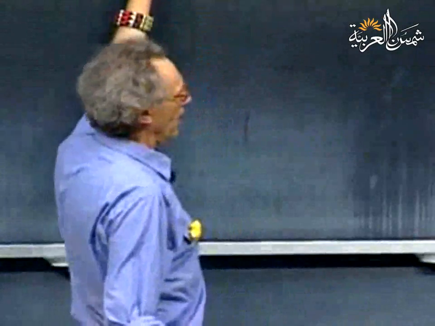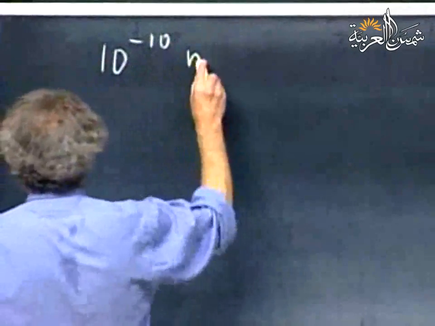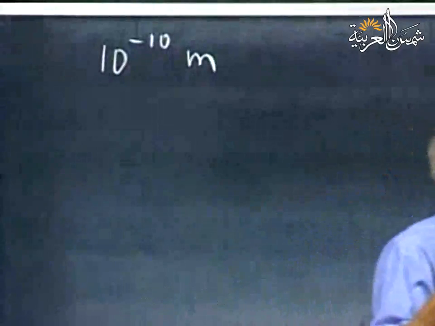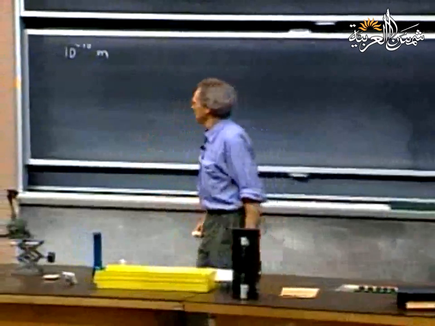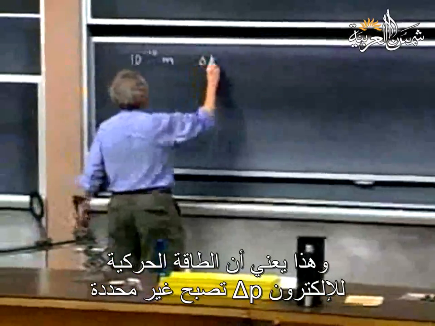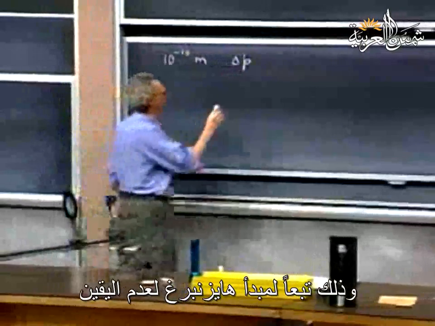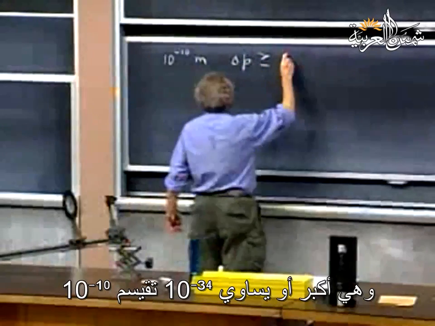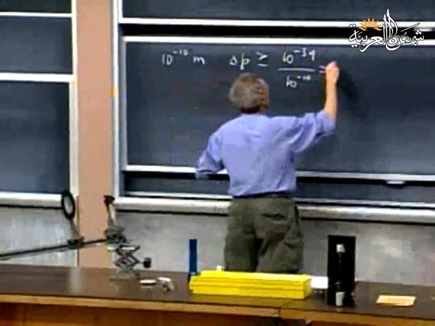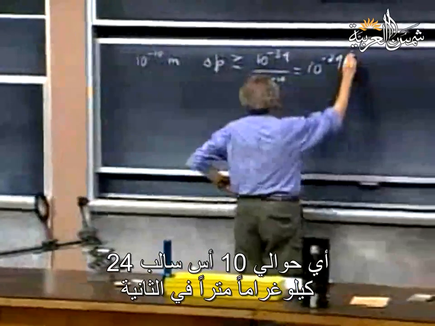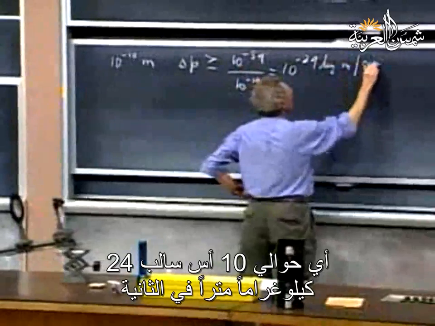Let's now turn to an atom. Take a hydrogen atom. The diameter of a hydrogen atom is about 10 to the minus 10 meters. So the electron is confined to a delta x of about 10 to the minus 10 meters. That means the momentum of that electron becomes undetermined, according to Heisenberg's uncertainty principle, to about 10 to the minus 34 divided by 10 to the minus 10, which is about 10 to the minus 24 kilogram meters per second.